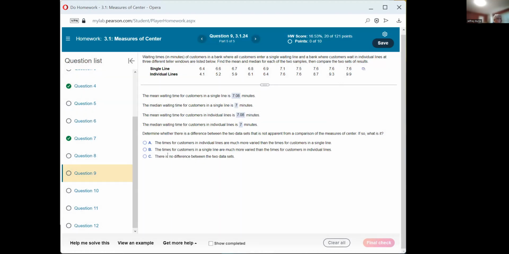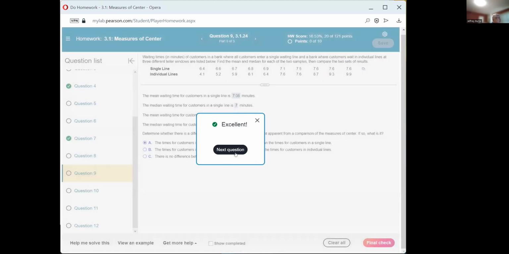Well, let's see what the answers look like. There is no difference. That's not true. The times for customers in individual lines are much more varied. So, varied being variation. Times for customers in individual lines have more variation than the customers in the single line. So I think that's going to be choice A. Notice they only give you one shot at doing that. Okay, so that's question 9.